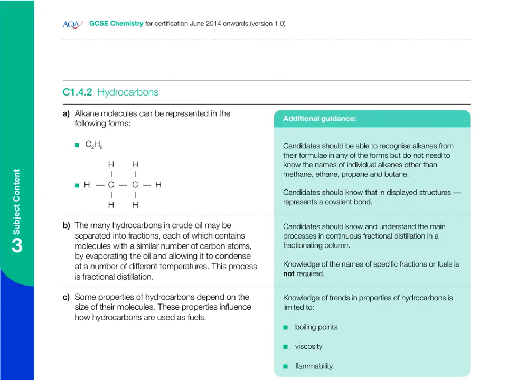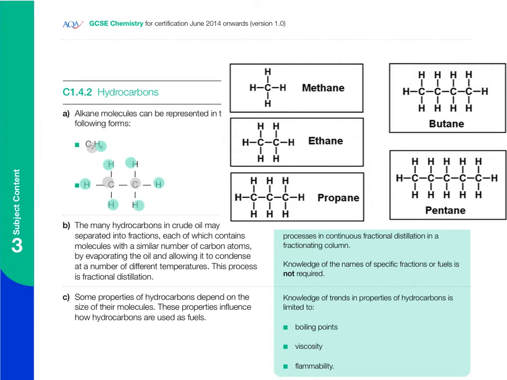As well as being able to draw out the alkane molecules, you need to be able to write them as well. In order to write them, count up how many carbons you've got, and that gives you this number here, C2 in this example. Then count up how many hydrogens you've got, and that gives you this number here, 6. So looking again at our examples, your different formulas would be CH4 for methane, C2H6 for ethane, C3H8 for propane, and C4H10 for butane.